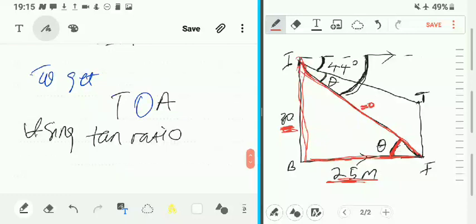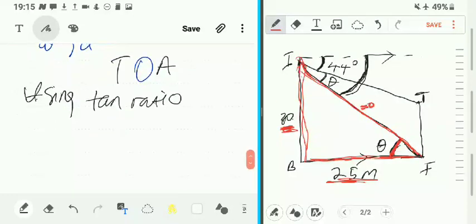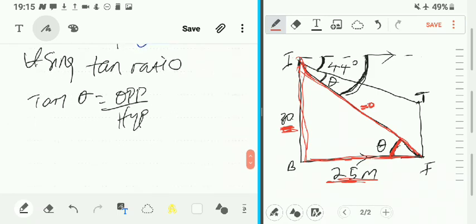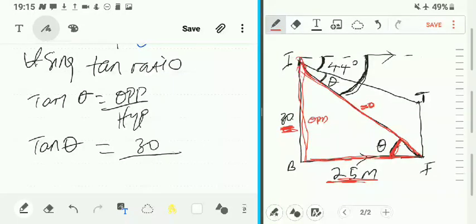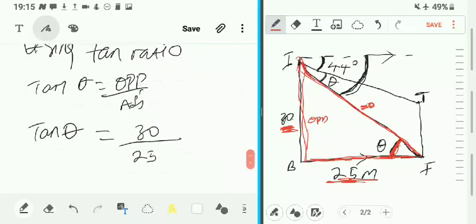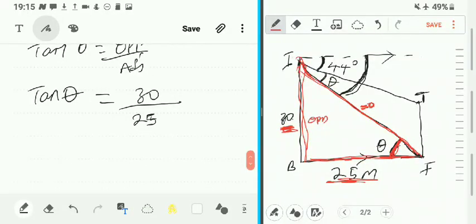I just want you to be flexible in all these things. That's why I'm choosing different techniques to work with. So tan theta, as we all know, is the opposite over the adjacent. I just keep writing this for clarity's sake. The opposite is 30, over the adjacent, which is 25 meters. So in this case we have tan theta as this.